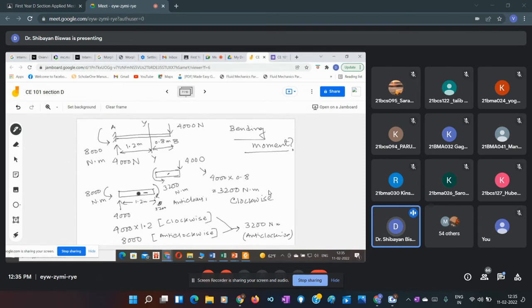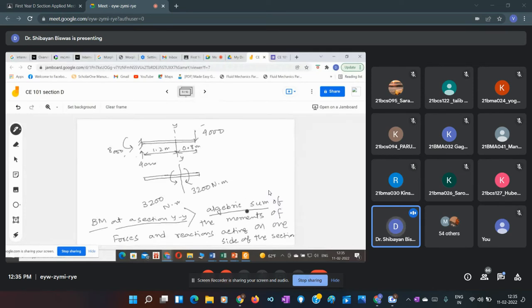So for this case, suppose for the left part, what have we done? We have considered the moments, this one, and the moment coming from this reaction force, and we have done the algebraic sum, because clockwise is one direction, anti-clockwise is the opposite direction. So if we consider one direction as positive, the other will be negative. That's why we have considered the algebraic sum, and that's why the reduction happened, and that's why this 3200 came up. This algebraic sum will give us the bending moment for.